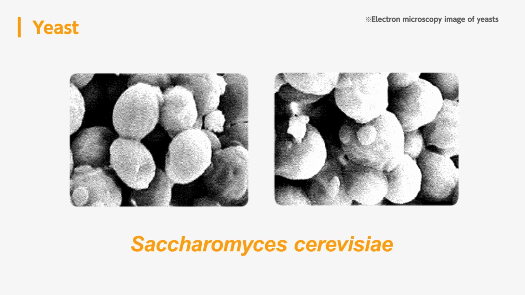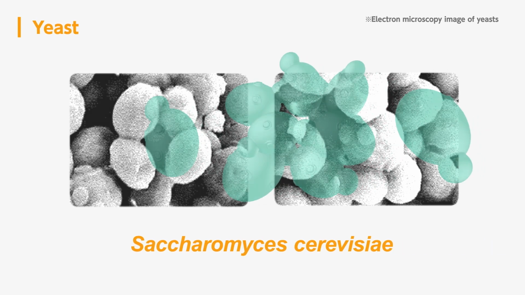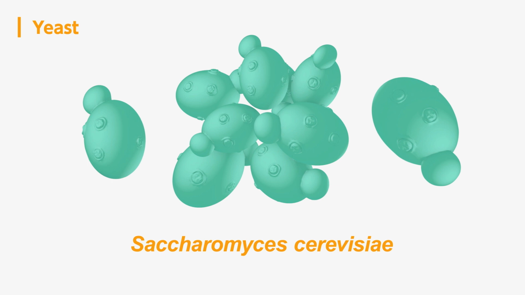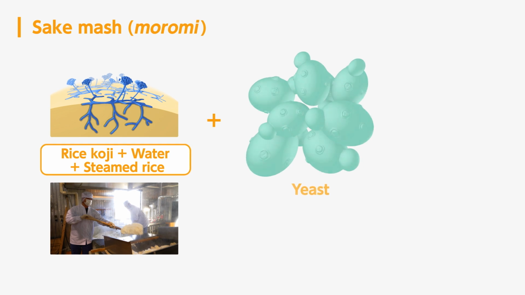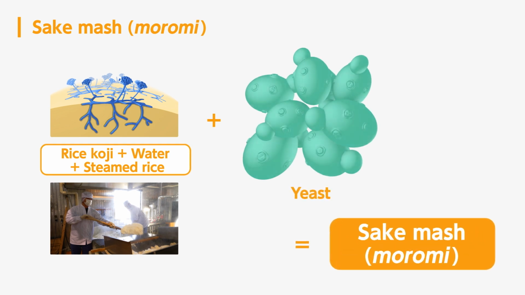Another microorganism essential for sake brewing is yeast. The scientific name of sake yeast is Saccharomyces cerevisiae. Since it proliferates by budding, it is also called budding yeast. Inside the tank for sake brewing are rice koji, water, steamed rice, and yeast to create sake mash, moromi. This is the starting point of sake fermentation.